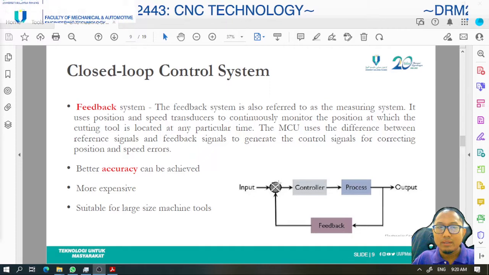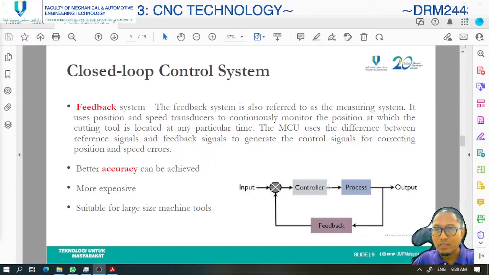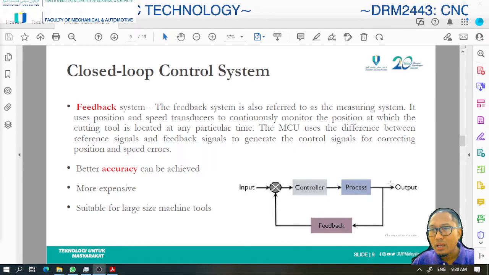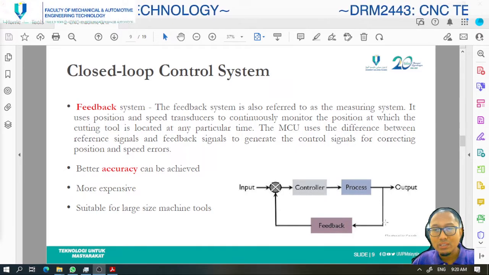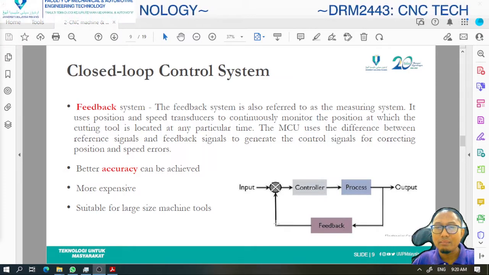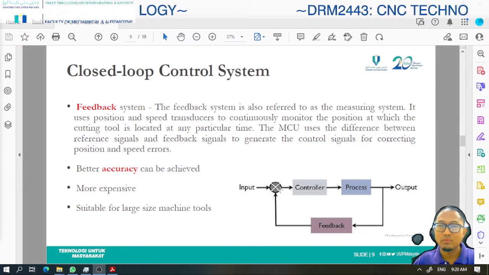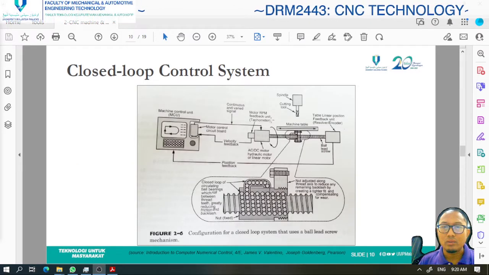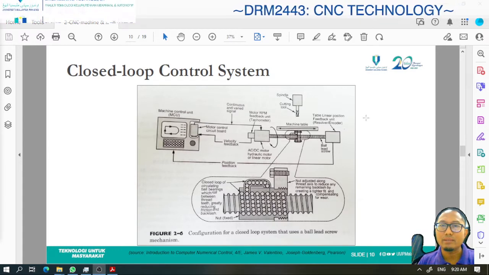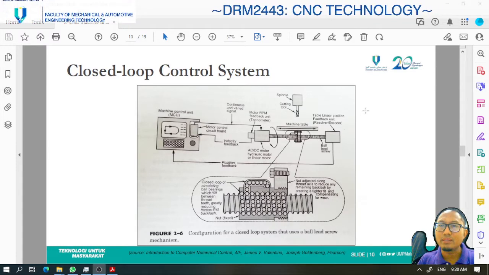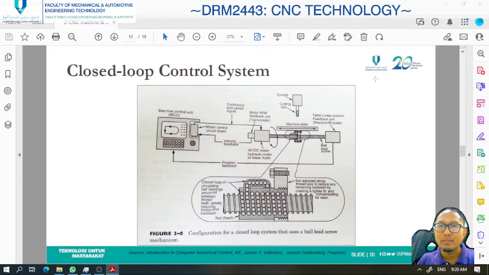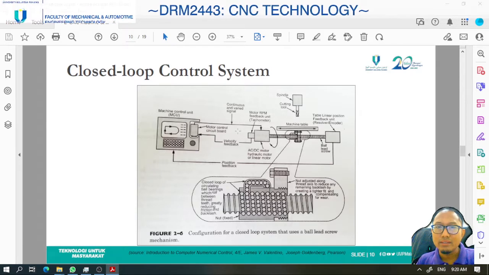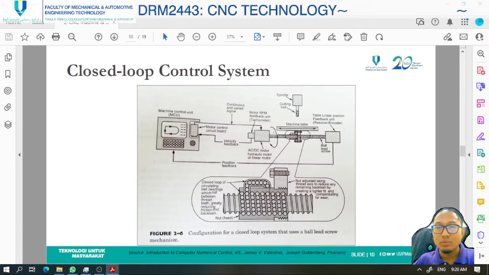So unlike the open loop control system, which only has input and output, the closed loop control system will have input, output, and the output is going to be measured. The feedback is going to be sent back to the input MCU. So let's say we have an example of the closed loop control system. We have the MCU send a signal to move 10 millimeter in the X direction. Then it sends a signal to the servo motor, and the servo motor rotates.